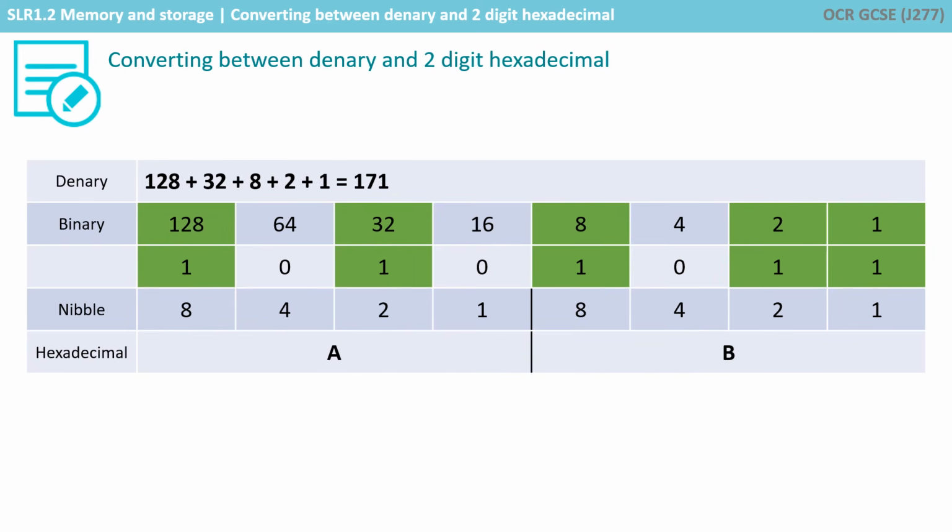To convert that into denary, we now just add up the original binary weighting lines if the columns have a 1 in. So we have 128 plus a 32 plus an 8 plus a 2 plus a 1 is 171. So the base 16 hex number AB is 171 in denary.